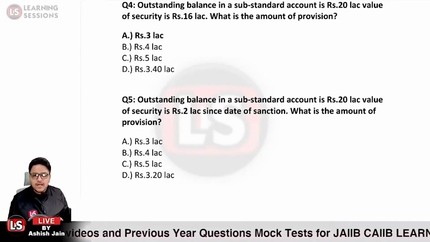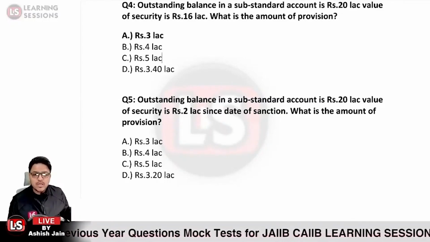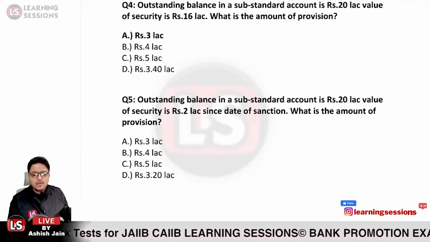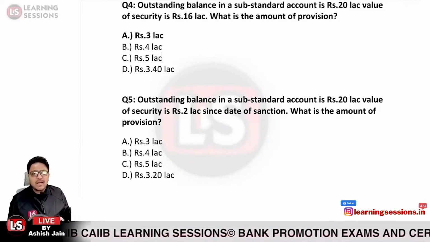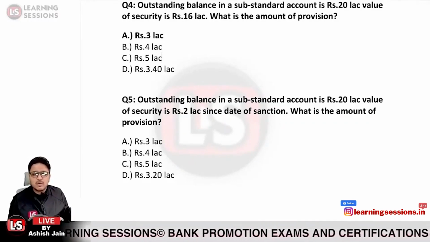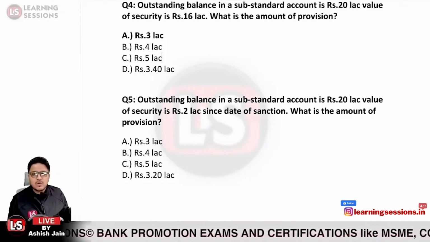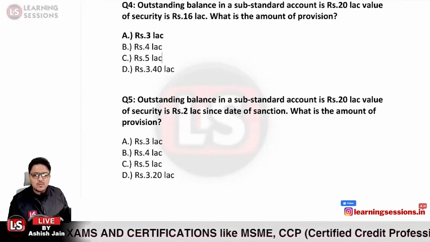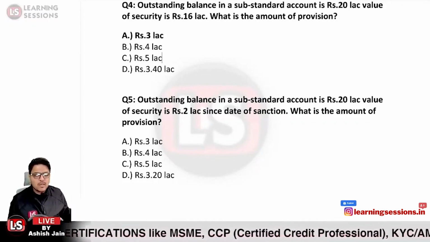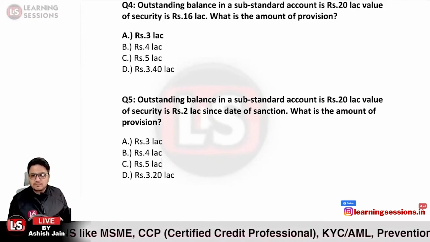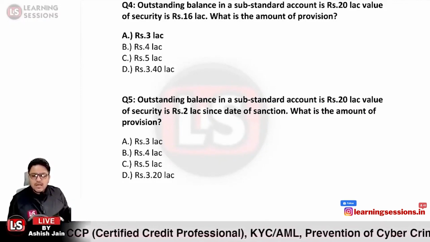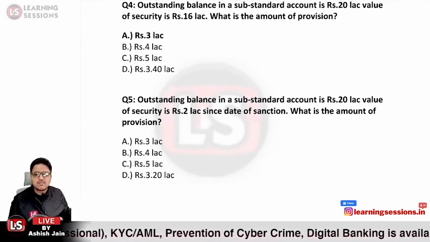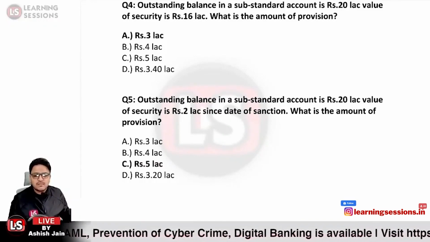First of all, we need to identify whether the loan is a secured loan or an unsecured loan. In this case, the value of security is up to rupees 2 lakh, which is basically 10% of the outstanding amount. So it is an unsecured loan account. What would be the provision percentage applicable? 25% provision would be applicable, as it is not mentioned to be an infrastructure loan. So option C is the right answer. Kailash Komane has answered at the earliest that option C, that is 5 lakh rupees, is the right answer.